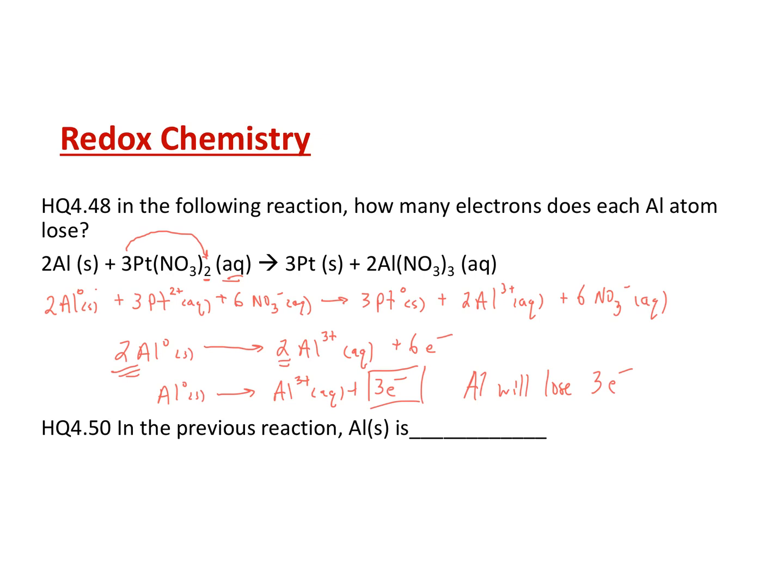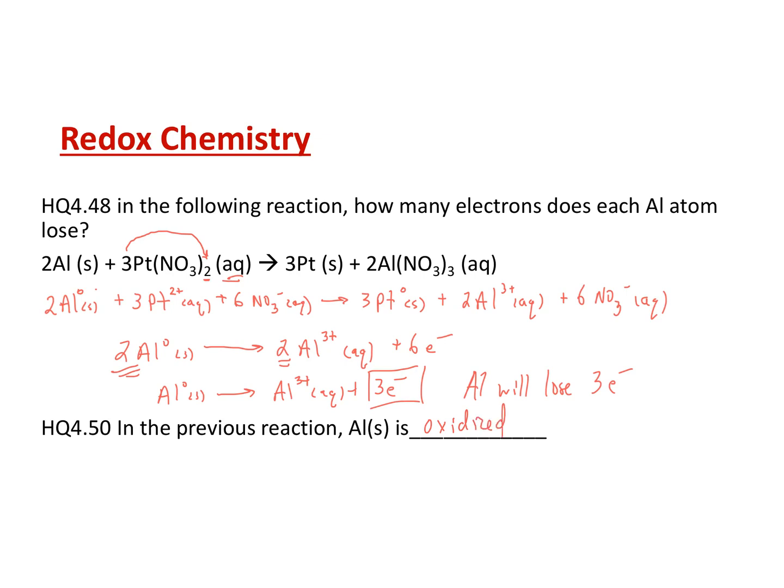In the previous reaction, and here's the next question, question 4.50. In the previous reaction, aluminum is what? Well, they already told you aluminum is losing electrons, and loss of electrons is oxidation, so aluminum is oxidized.